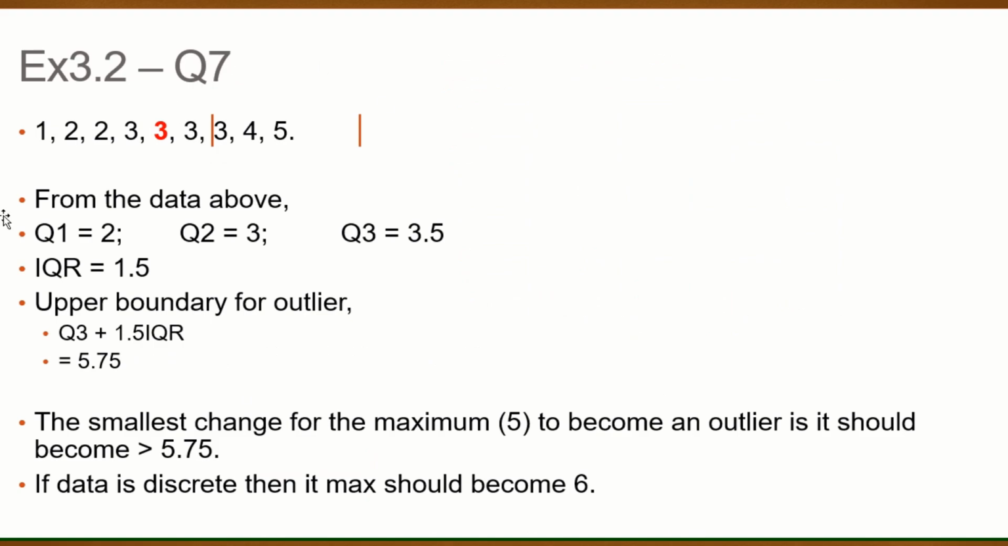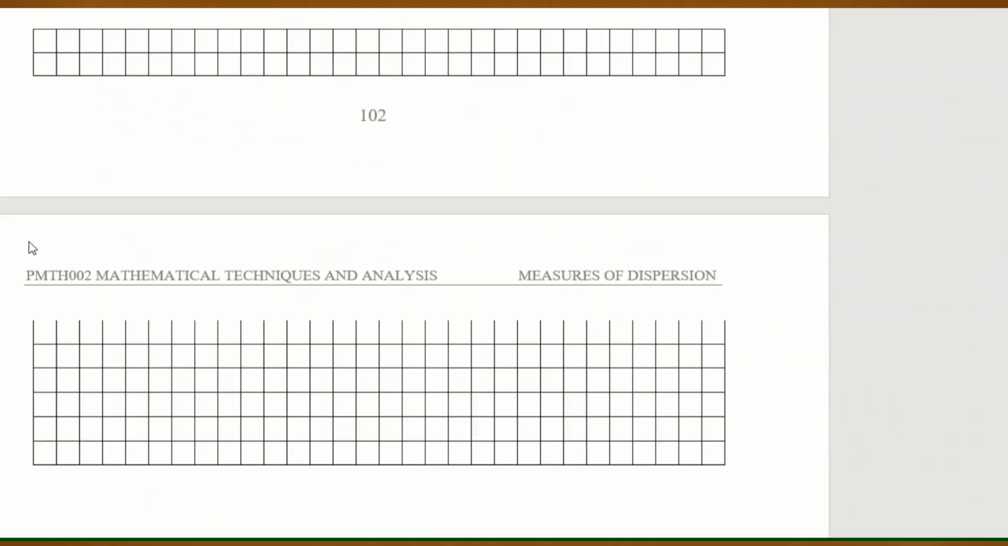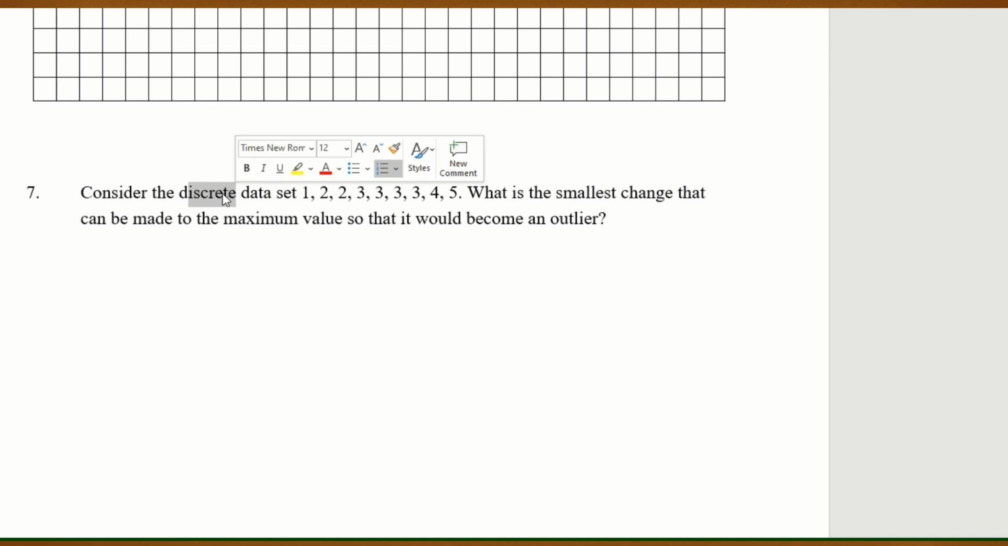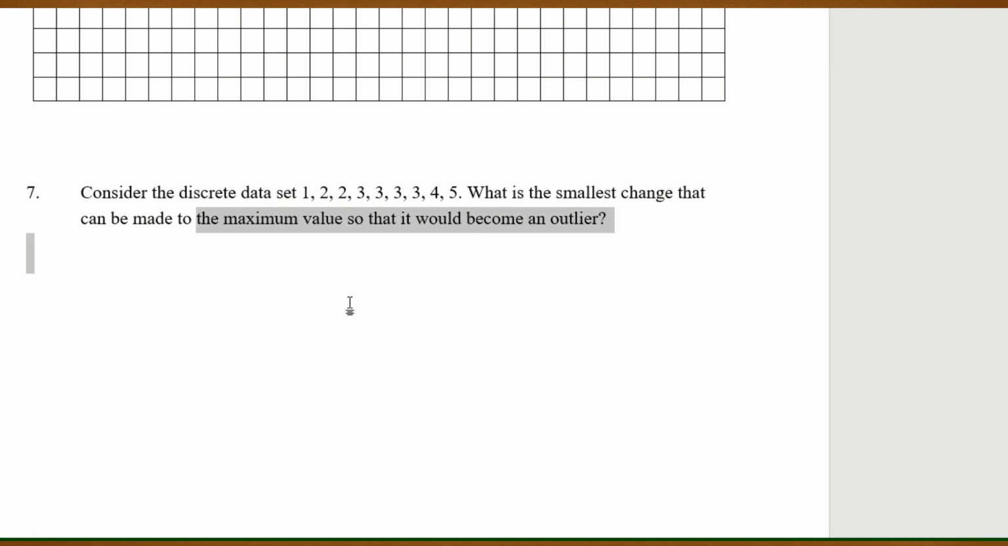Okay, question 7, I want you to try first. Question 7 is a little bit different. Discrete data, the trick lies here. What is discrete data? Data that is whole number, cannot be decimal. All right, so what is the smallest change that can be made to the maximum value so it will become an outlier? How can you make it an outlier when it's bigger than the upper boundary? Why am I saying upper boundary? Why upper boundary? Because we are talking about maximum value. Understand? That's why I'm talking about upper boundary. So what change? How do you make it an outlier?